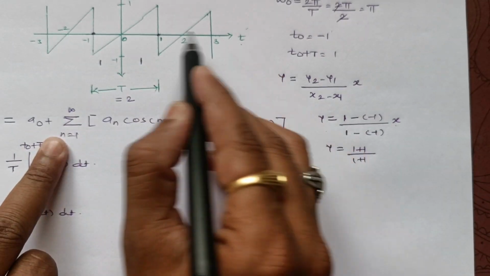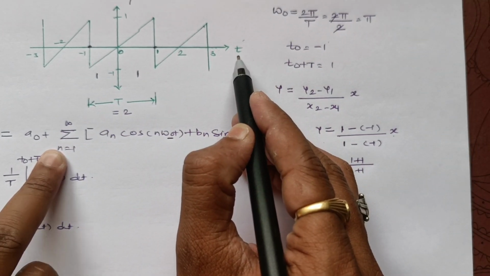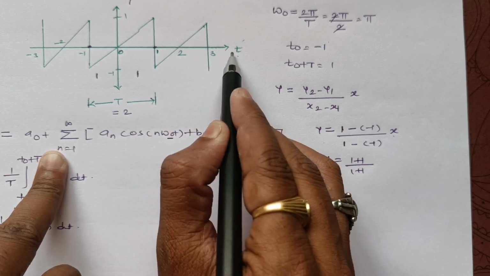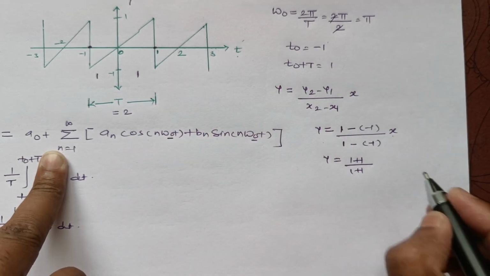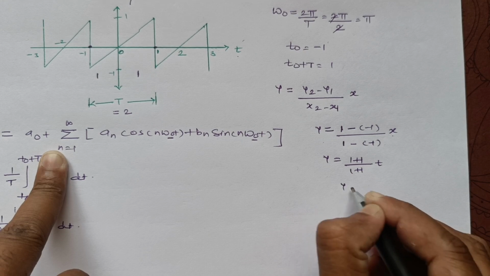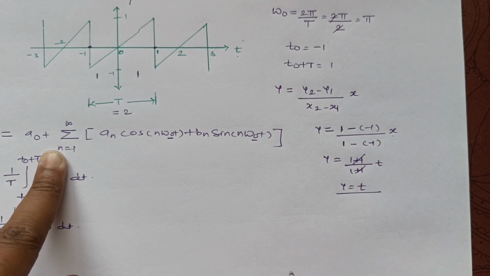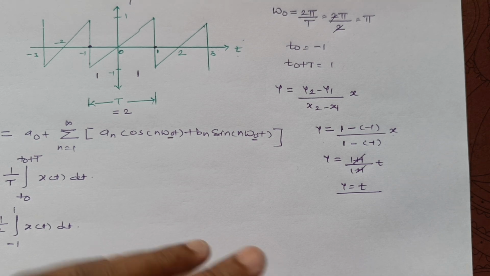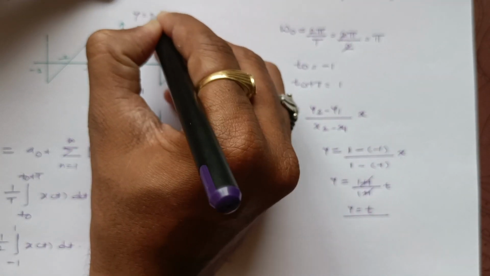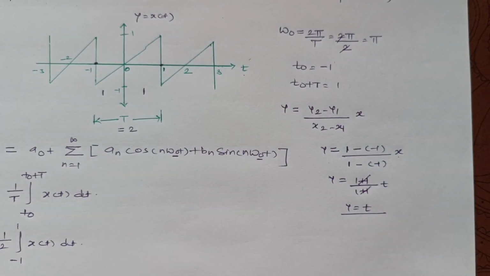Now if we talk about x, at the horizontal axis we have x as t, so this will be t. So we'll be getting, this gets cancelled, y is equal to t. That is nothing but our signal x(t). Y is nothing but x(t).